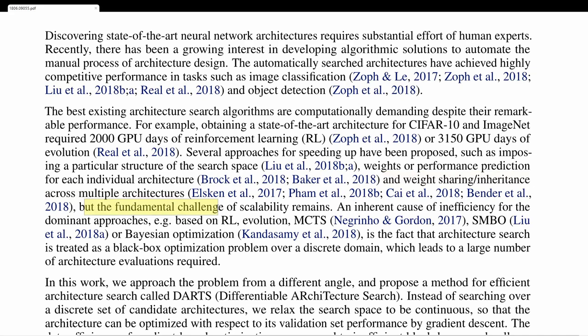An inherent cause of inefficiency for the dominant approaches, for example those based on RL, evolution, MCTS (Monte Carlo tree search), SMBO, or Bayesian optimization, is the fact that the architecture search is treated as a black-box optimization problem over a discrete domain, which leads to a large number of architecture evaluations required.